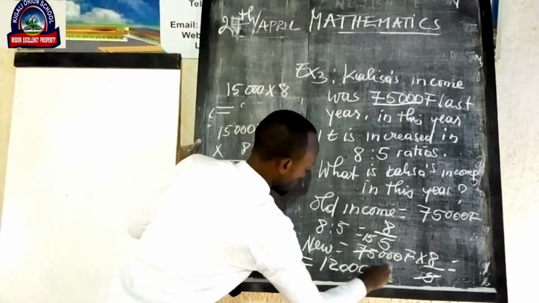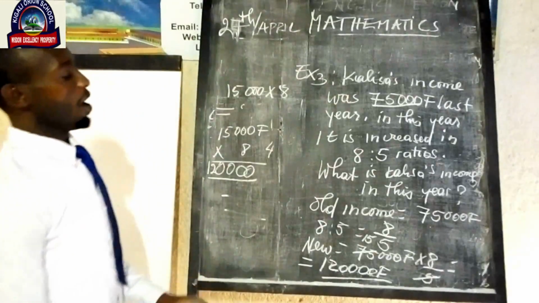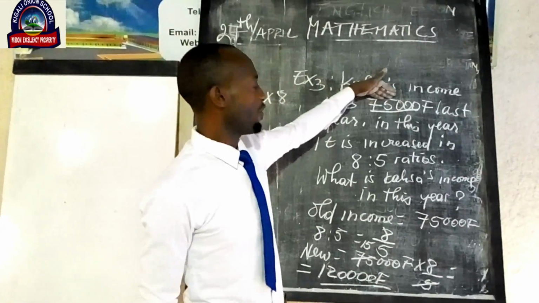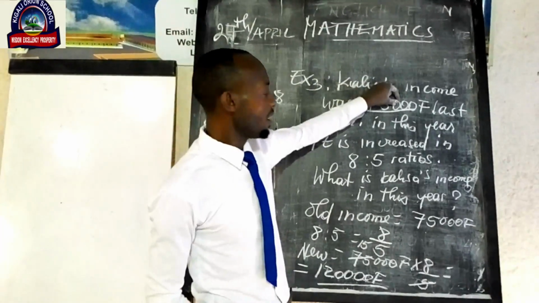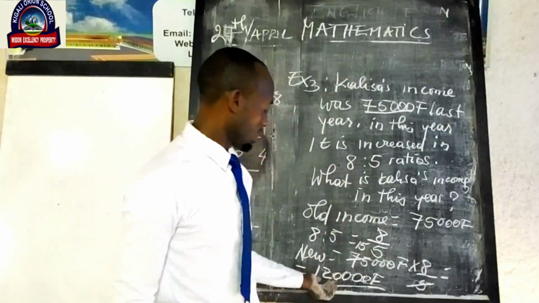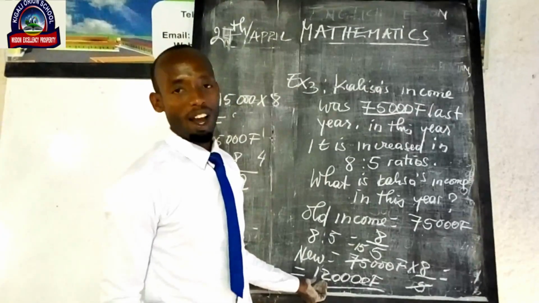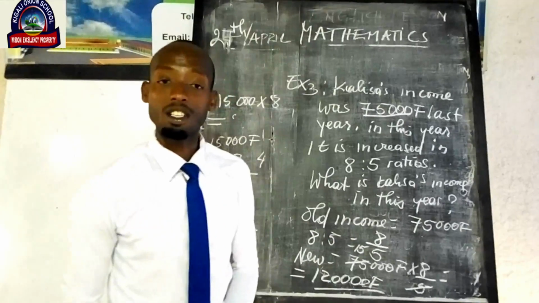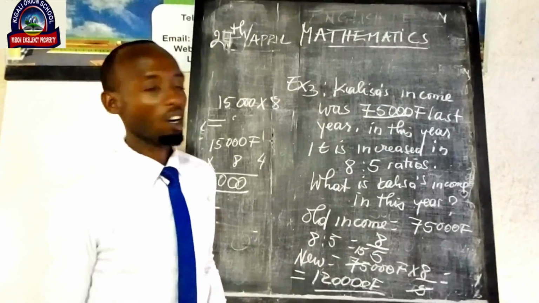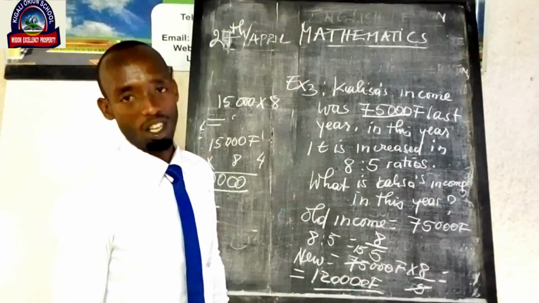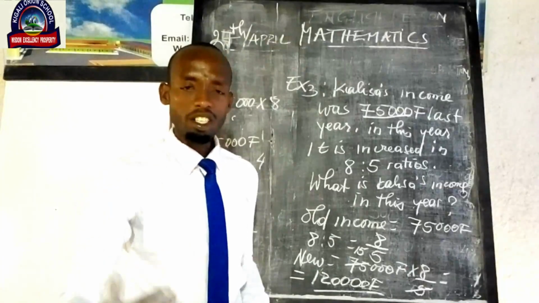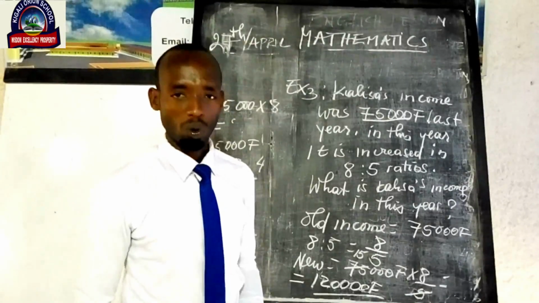120,000 francs. So you see that the first income was 75,000 last year, but this year it is 120,000. By observing this, you see that there is what we call increment, or an additional amount to his income. So let's get the increasing quantities by ratio.